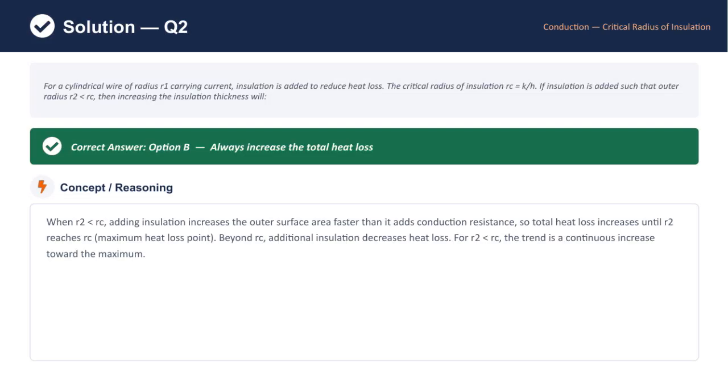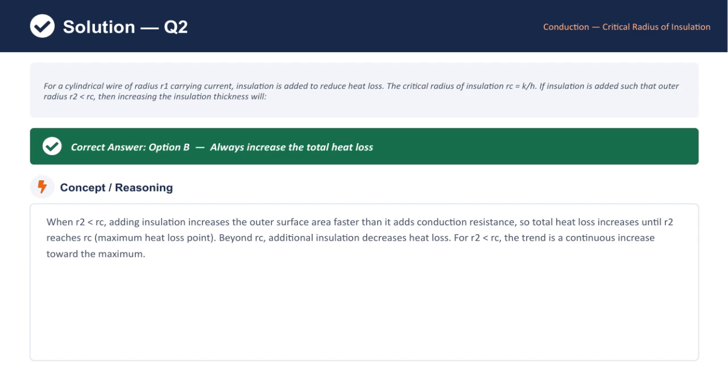Here, we're looking at the concept of the critical radius of insulation for a cylindrical wire carrying current. When we add insulation to such a wire to reduce heat loss, there's a critical radius, denoted as RC, which is calculated as the thermal conductivity K divided by the convective heat transfer coefficient h. Now, if the insulation thickness is increased but the outer radius, R2, remains less than this critical radius RC, the total heat loss from the wire actually increases.